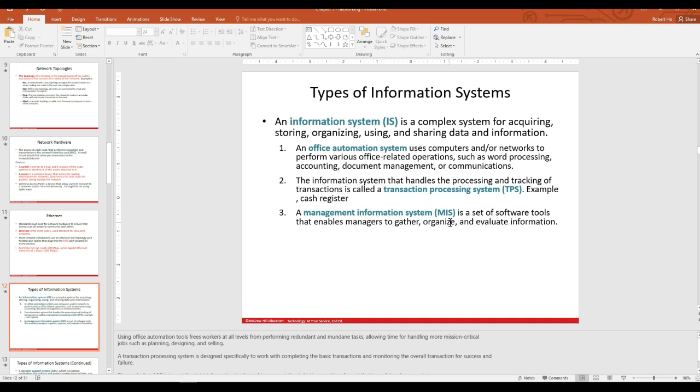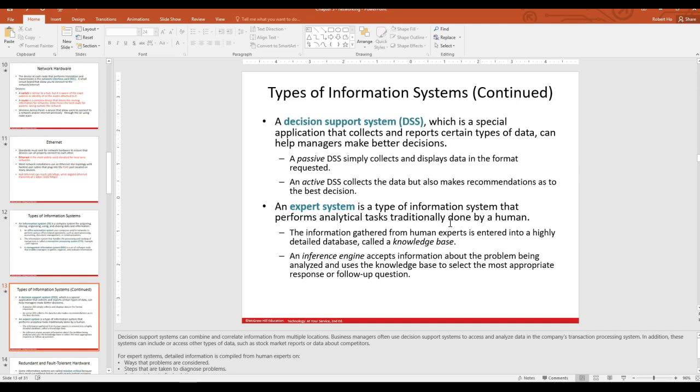So you have the office automation system, transaction processing system, management information system, decision support system, and expert system. Expert system is like artificial intelligence, like robotics. This is also called expert system. DSS, decision support system: if students have done Excel in Microsoft Office, we can do sensitivity analysis. If we change one item, what's going to be the outcome? So a decision support system is a special application that collects and reports certain data types that help managers make decisions. We can use Access to do some analysis. If we change this variable, what's going to be the output? If we change these two variables, what is the output?